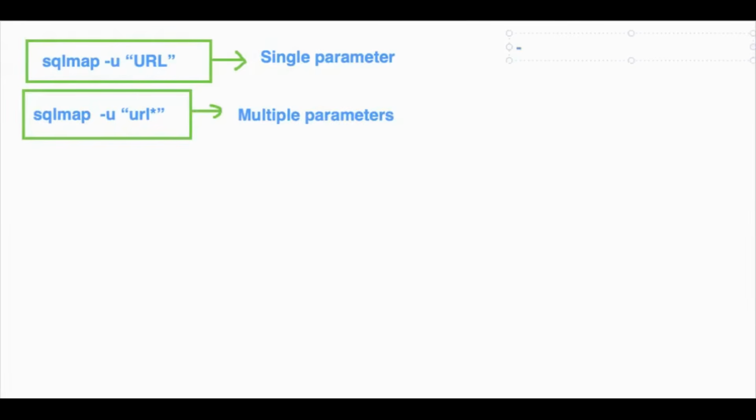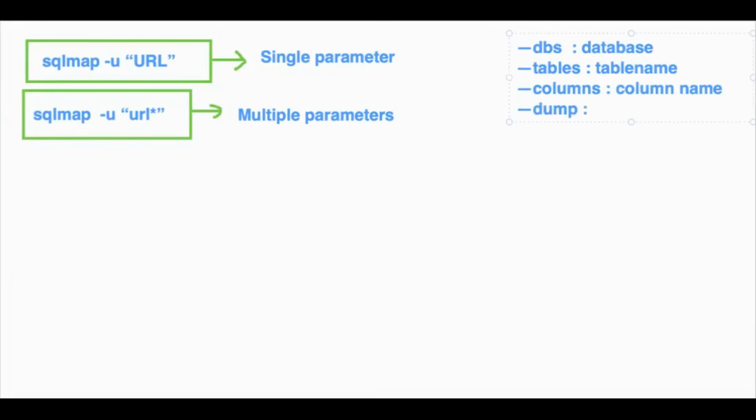So -dbs is for database, then -tables for table name, -columns for column name, and -dump for database dump, right? And we use -D, -T, and -C for the database, tables and columns respectively. So these are the basic commands we learned about yesterday.